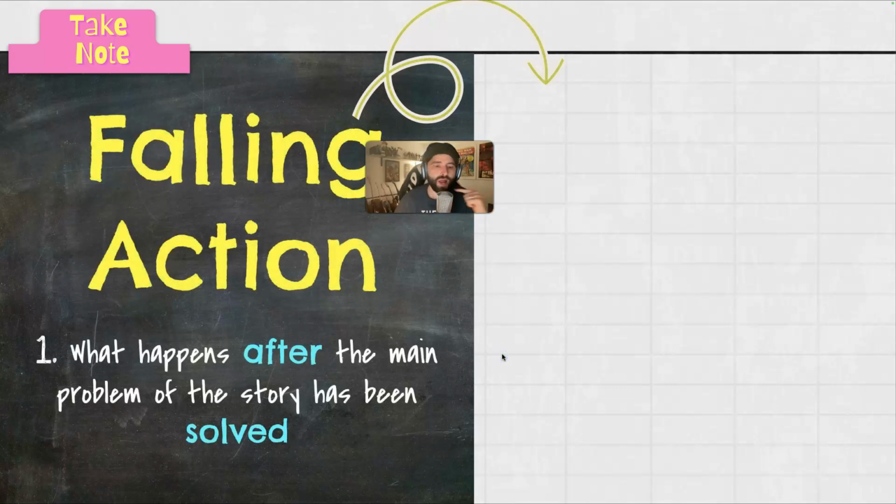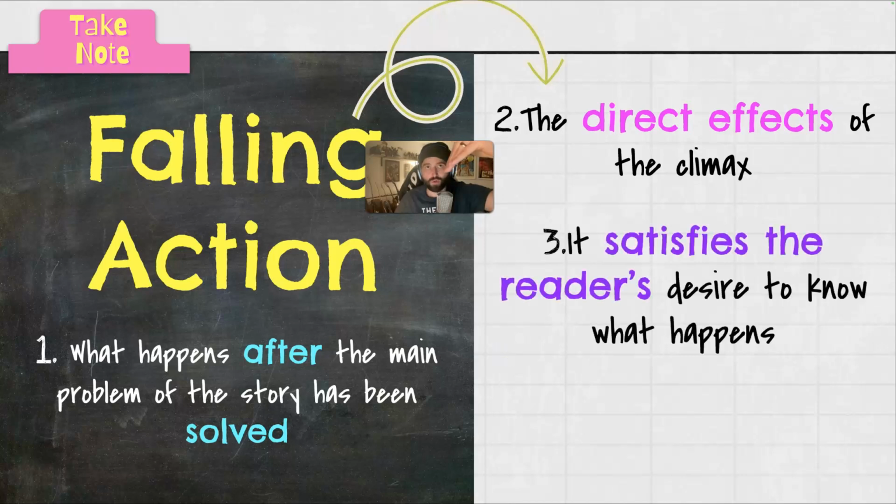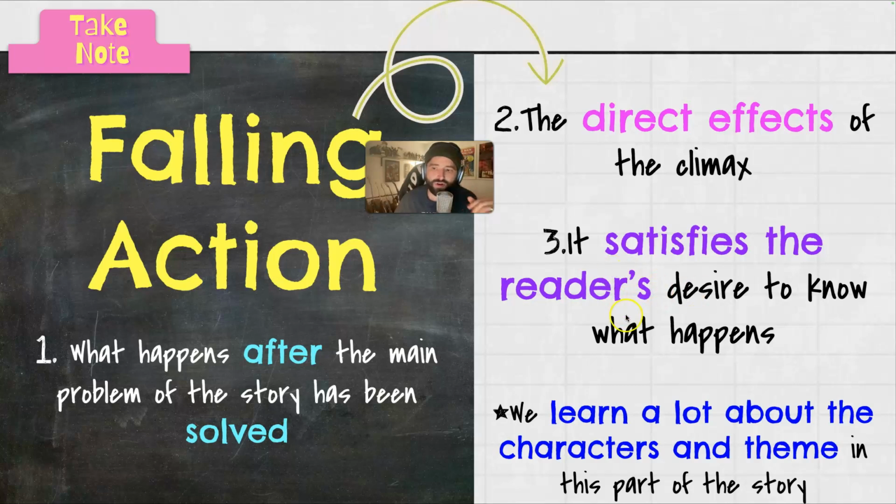Falling action: this is what happens after the main problem of the story has been solved. Directly resulting after that climax, now we're moving down. What are the results of it? What's the result of defeating Vulture? What's the result of rescuing the person that you love who was kidnapped? It satisfies the reader's desire to know what happens, because you always want to know what happens after that climax.